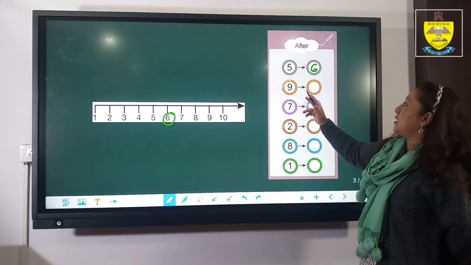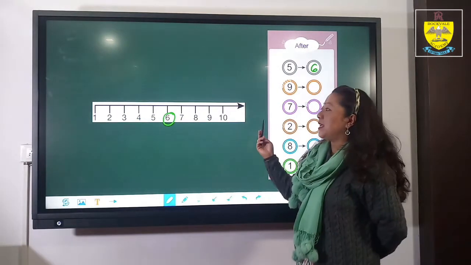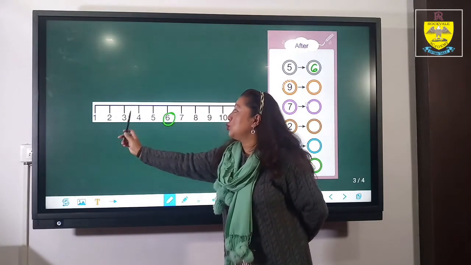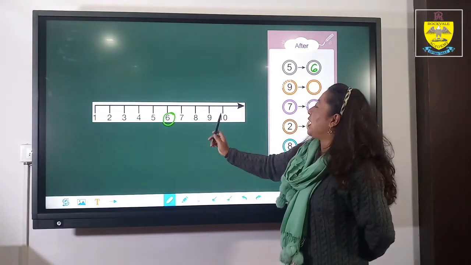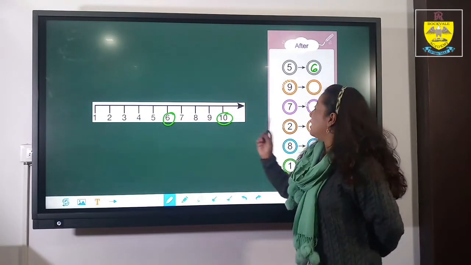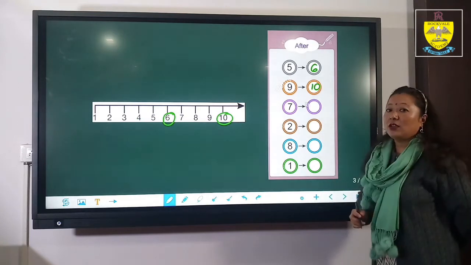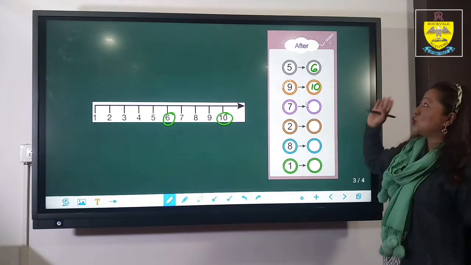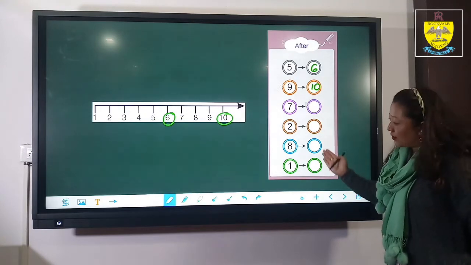The next question says, what comes after 9? So let's look at the number line again. Let's start counting forward. 1, 2, 3, 4, 5, 6, 7, 8, 9, 10. So what comes after 9? It's 10. So the answer here is 10. So children, forward counting is very easy. I hope you can do it. So you will have to look at the number line and find the answer and write the answer here.